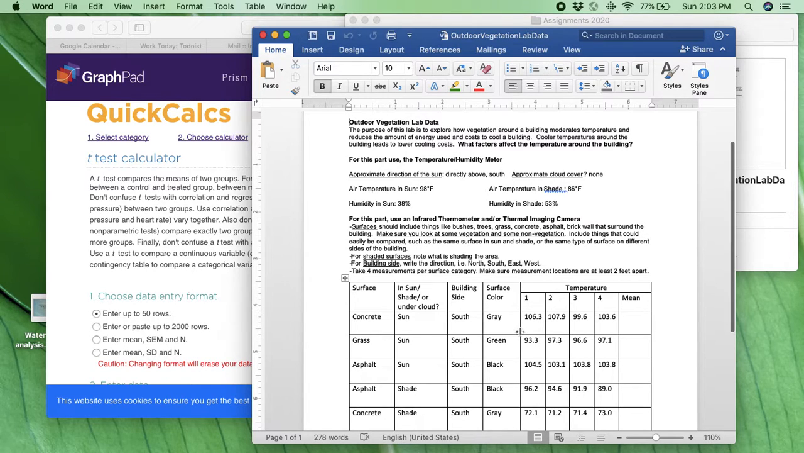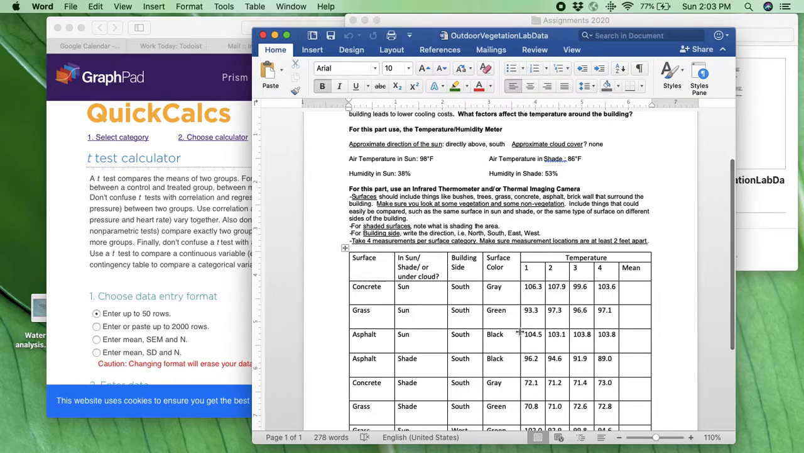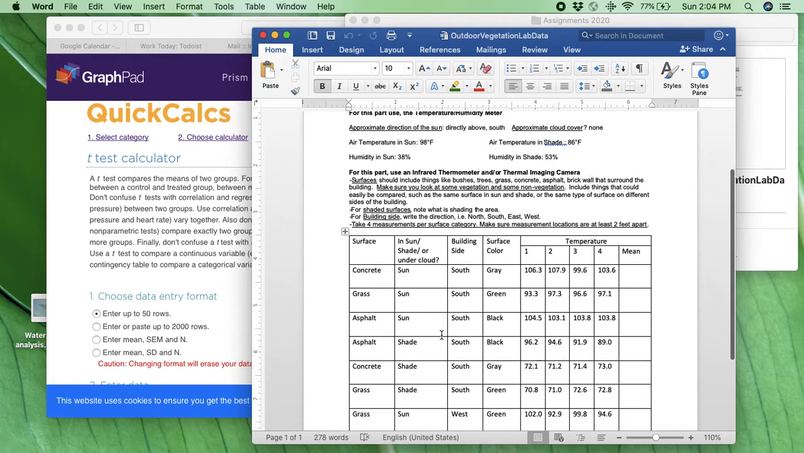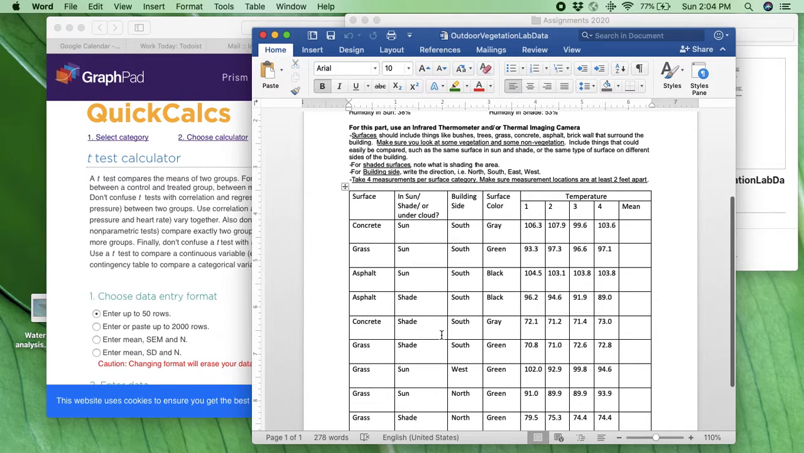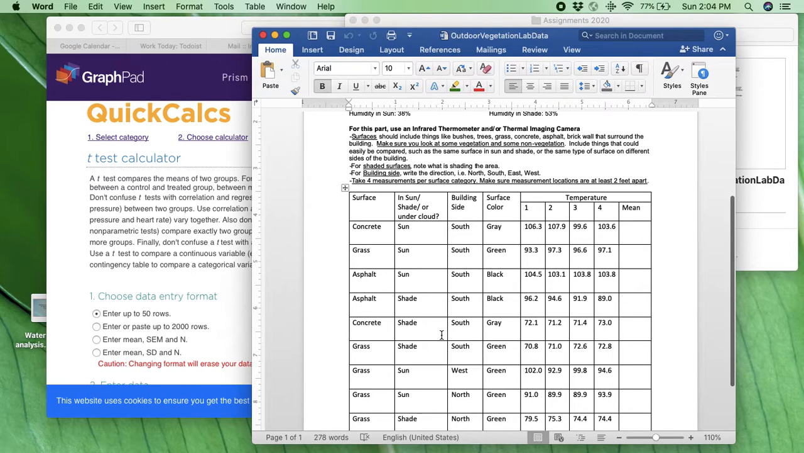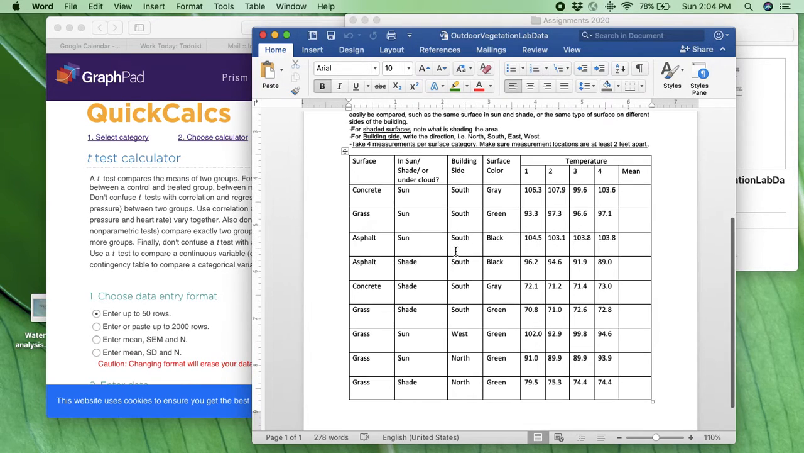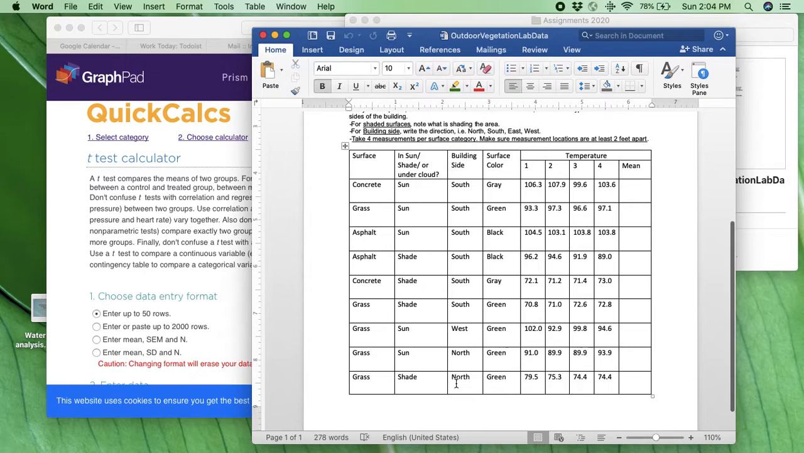What you need to do is come up with a research question, and you want to only vary one thing. If you want to know whether grass is hotter in the sun or the shade, you want to control for the building side. The color obviously will be the same. So you would want to compare grass in the sun and grass in the shade, both on the south side of the building. You can do the same thing for the north side of the building. You could also compare grass and concrete in the sun on the south side of the building.